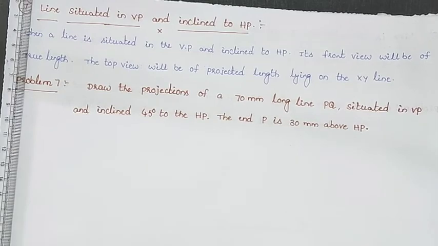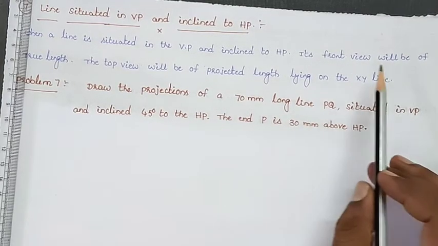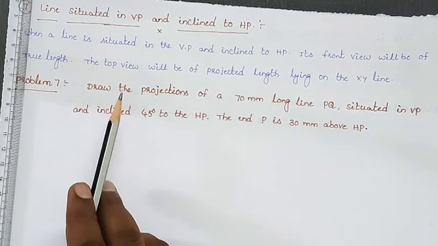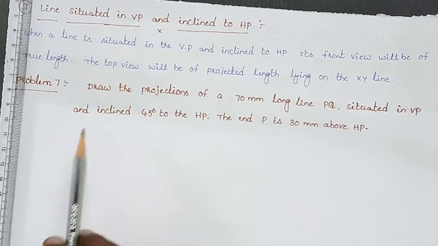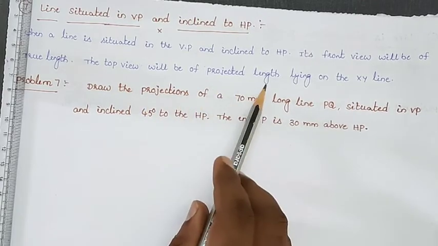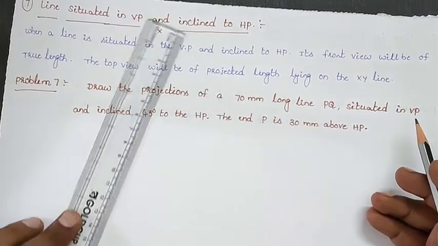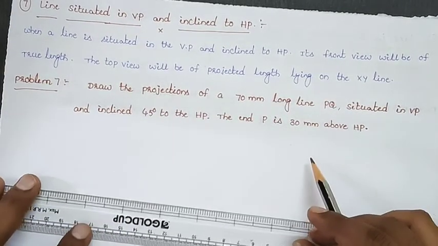Inclination with respect to the HP, so in this position the front view will be the true length of the line which makes an angle with respect to the reference line, and the top view is a projected length lying on the reference line. So draw the projections. Here they are giving a problem.